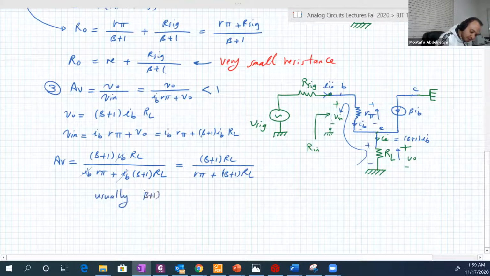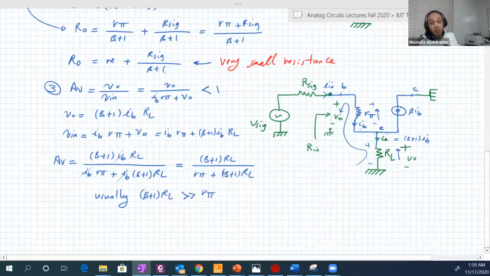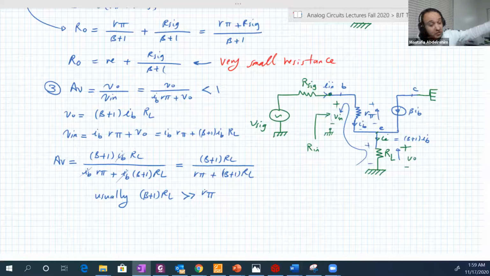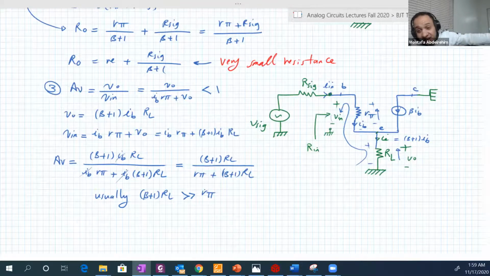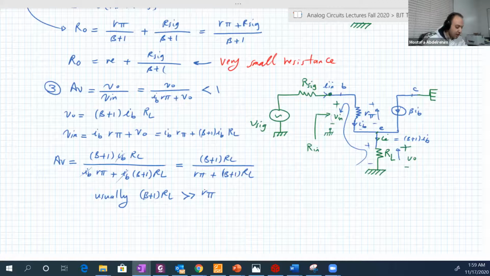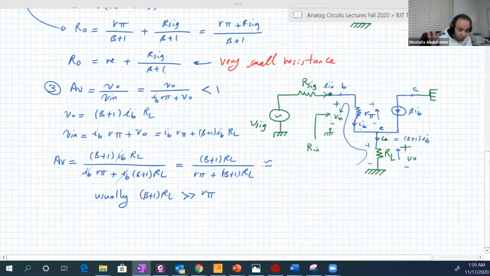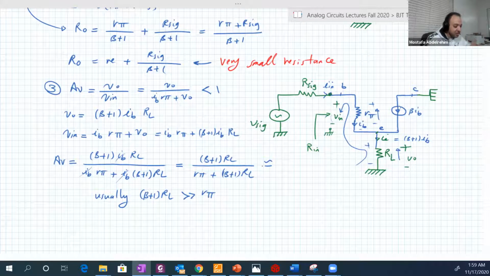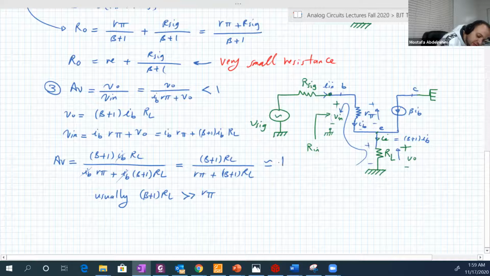beta plus 1 RL much larger than R pi. Why is that? Because even if RL is small, it will be multiplied by beta, which is usually 100 or something, or even more. So it will be magnified 100 times. Okay. So based on that, this will be approximately 1 most of the time. Of course, in any problem you solve, you should analyze it and get the accurate number. So usually close to 1. So it's not that much attenuation. Okay, usually it's close to 1.